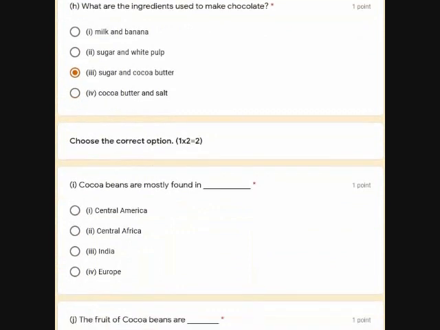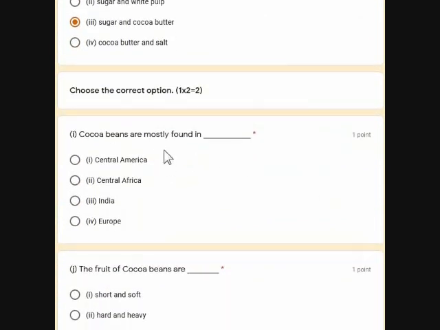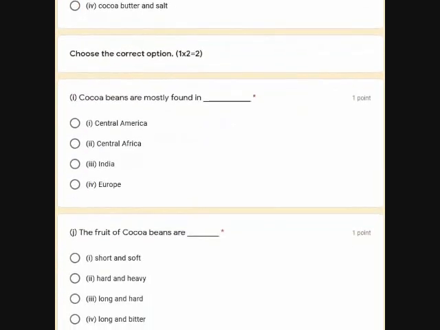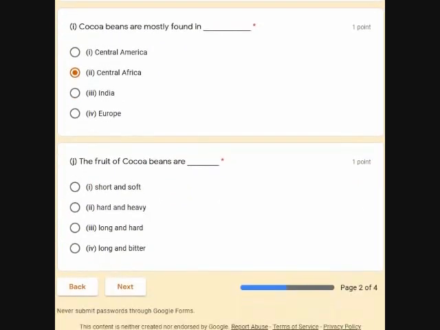Next question. Cocoa beans are mostly found in. Let's see the passage. We have seen here that they are in tropical areas such as Central Africa. So the correct option is option number 2, that is Central Africa. Now let's see, the fruit of cocoa beans are, as we have read, long and hard.